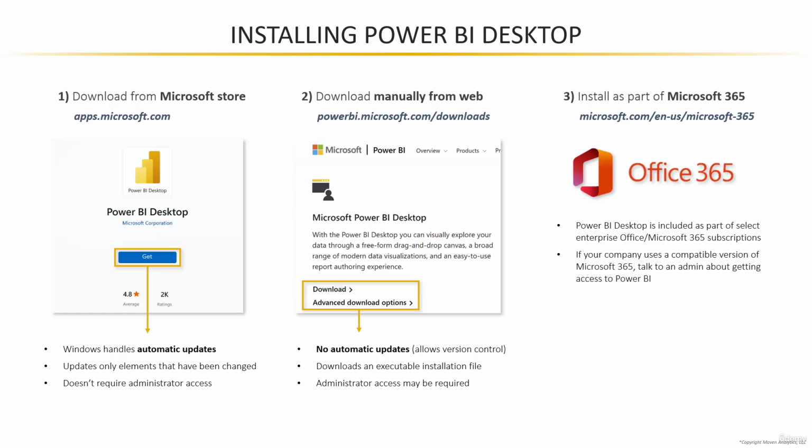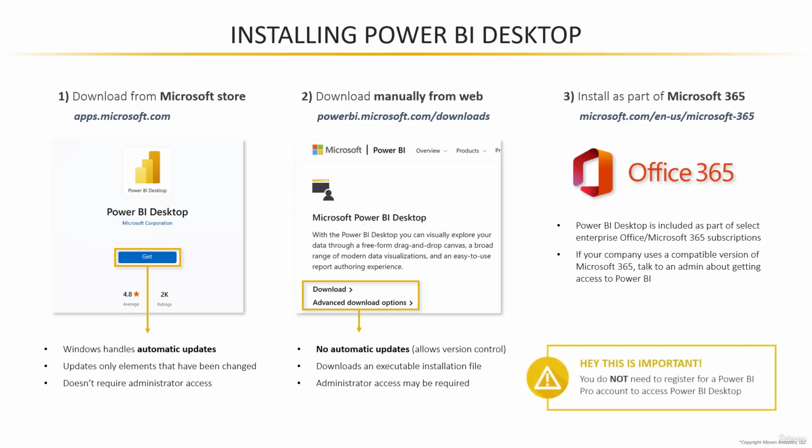Now, one important note here is that you may see a screen that's asking for a work or a school email address or a paid pro account. You do not need a pro account to access Power BI Desktop. What that screen is doing is asking you to register for Power BI Service, which is outside the scope of this course. So remember that Power BI Desktop is always completely free to use, and you don't need an email address to register for an account.